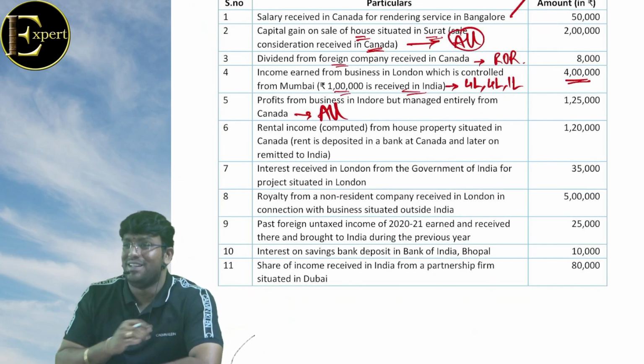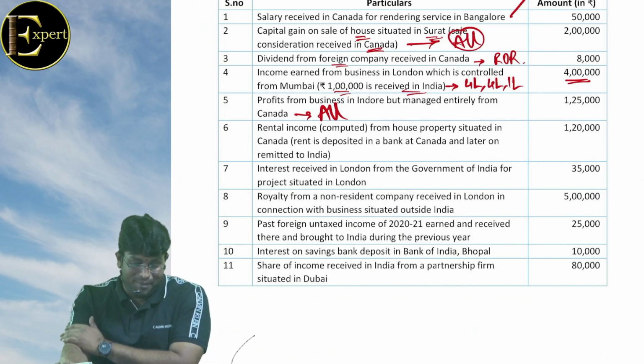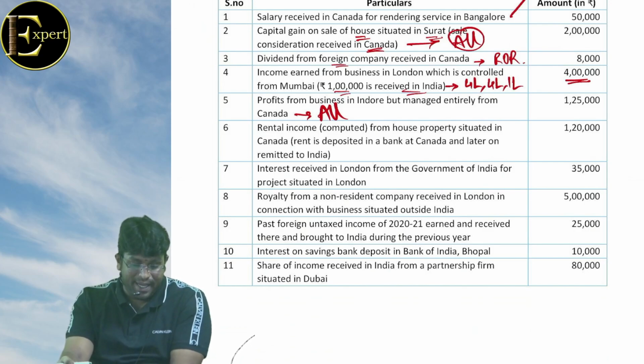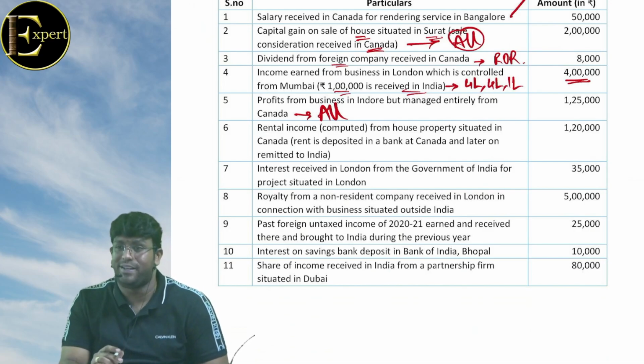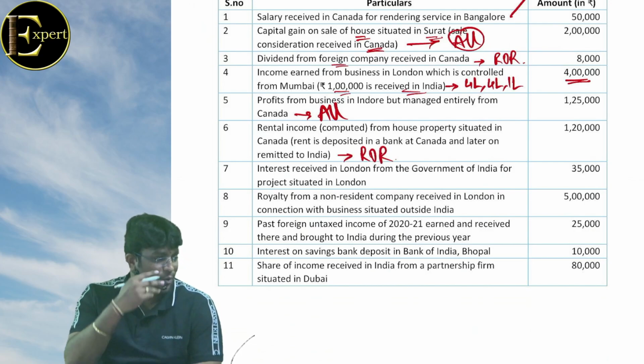Next point. Rental income computed from house property in Canada. Rent is deposited in a bank at Canada and later on remitted to India. Only for ROR. क्यों बेटा?